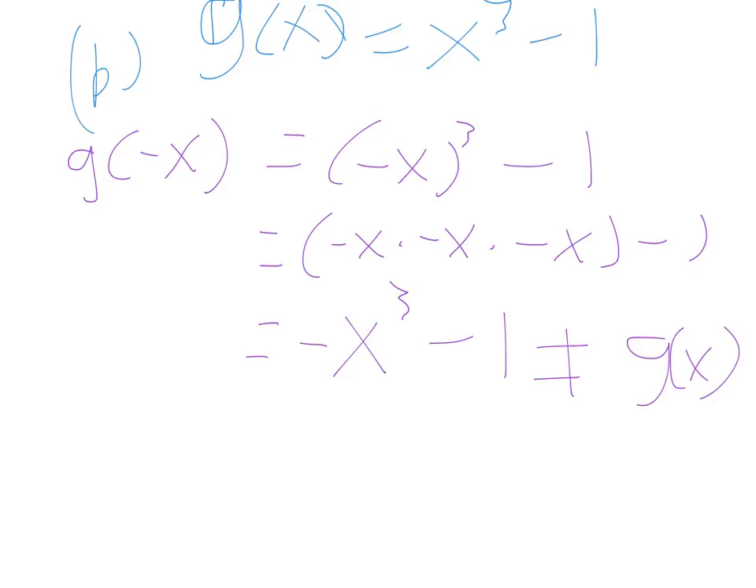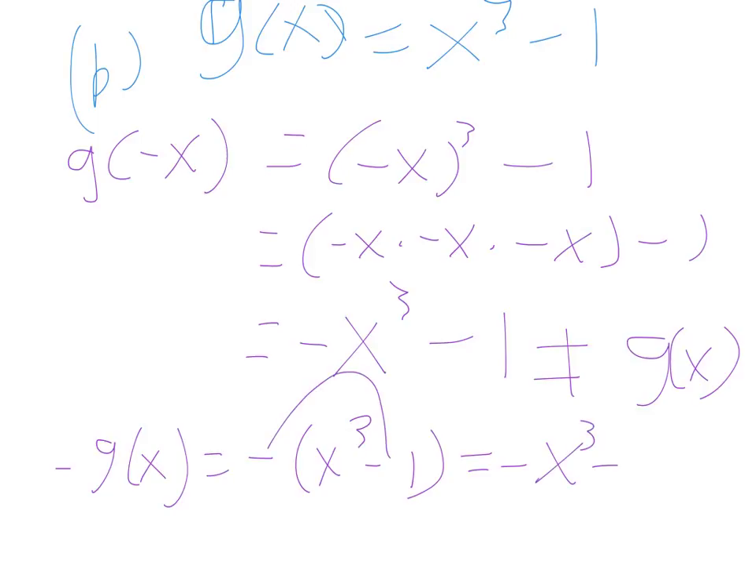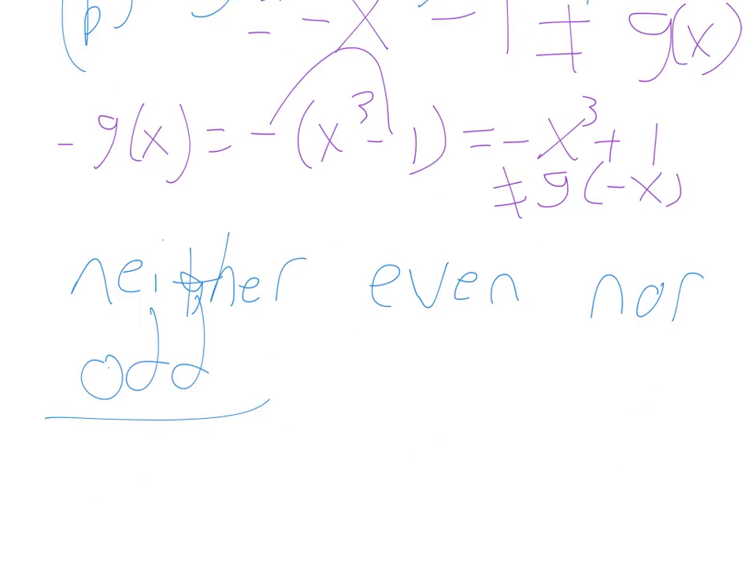But we gotta determine if it's equal to negative g of x. Now negative g of x would be negative, and then open parentheses x to the third minus 1, close parentheses, so it would be negative x to the third, and then distribute the minus, so it would be plus 1. So that's not equal to g of negative x either, so it's not even nor odd. So it's neither even nor odd.